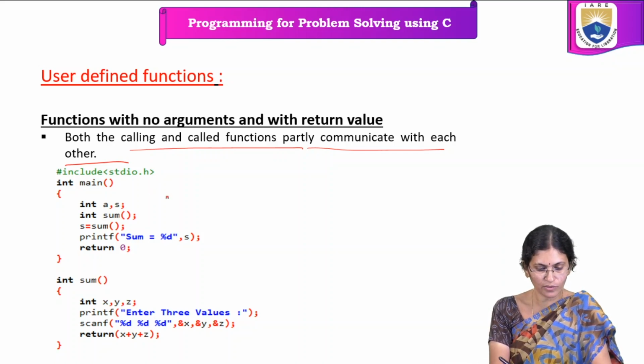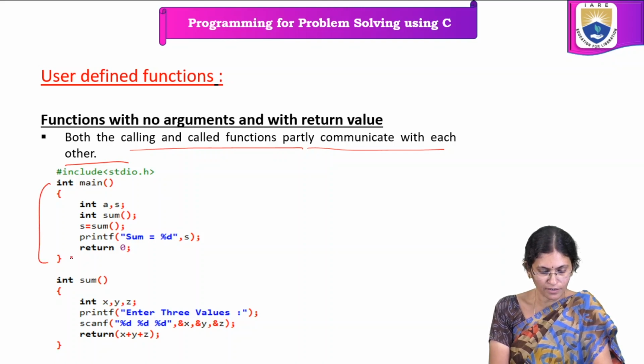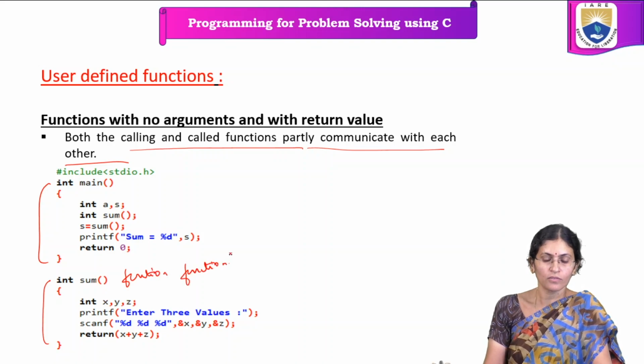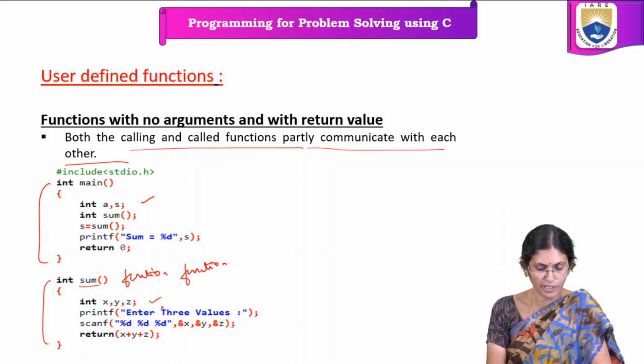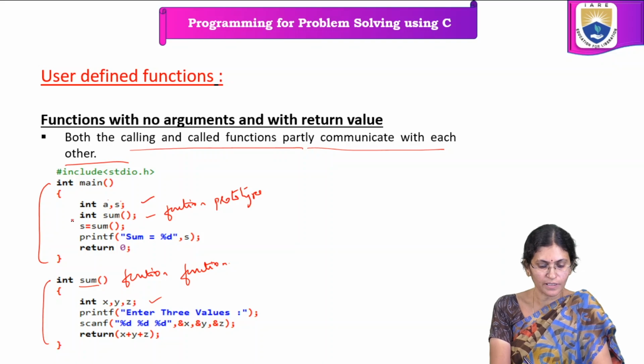For example, this is the main function, and this is a function definition. These are the variables which are local to the main function, and these are the variables local to the function sum: x, y and z. First the variables a and s are declared, and this is the function prototype. It has a return value, but it does not take any arguments.